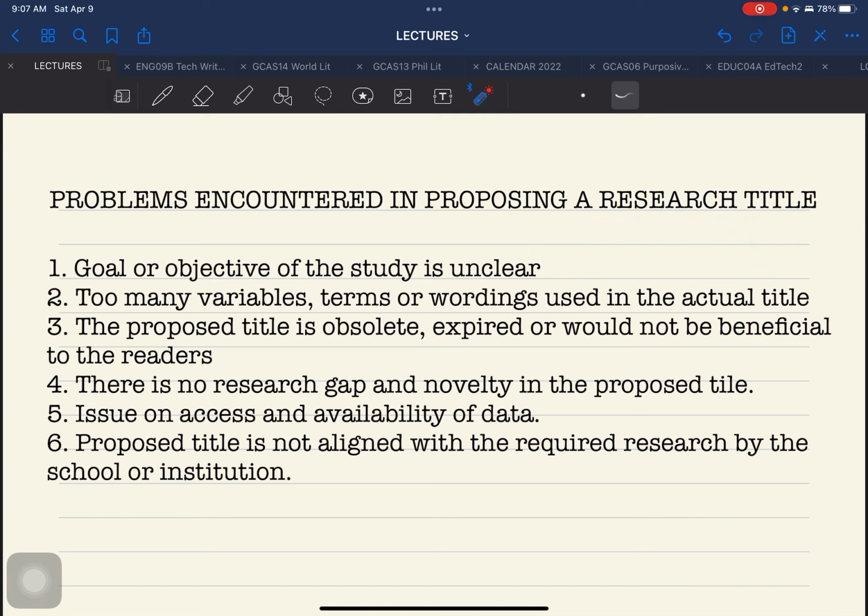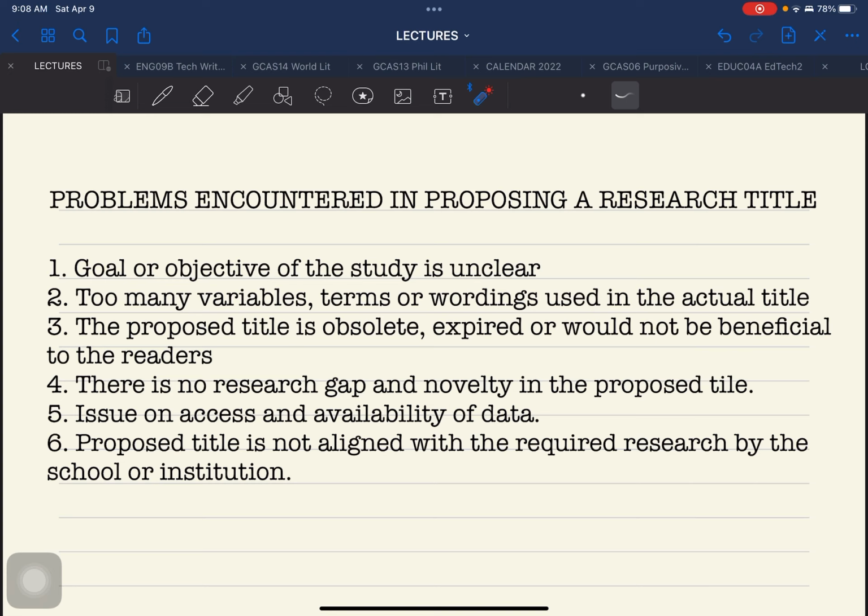So again, make sure that there is a research gap in your proposed study so that it will be considered novel or new. If it is new, therefore, it will definitely have benefits to the readers or the beneficiaries of your study.